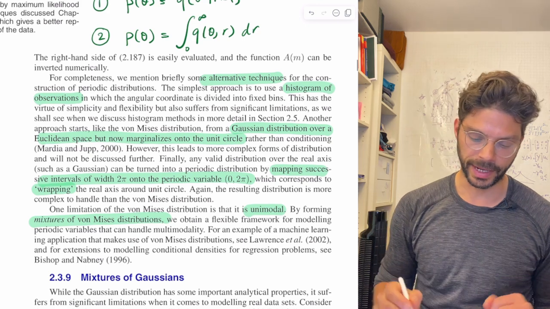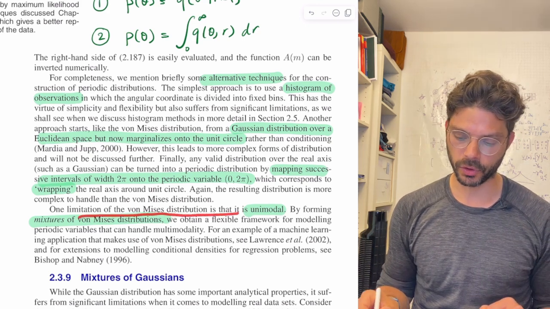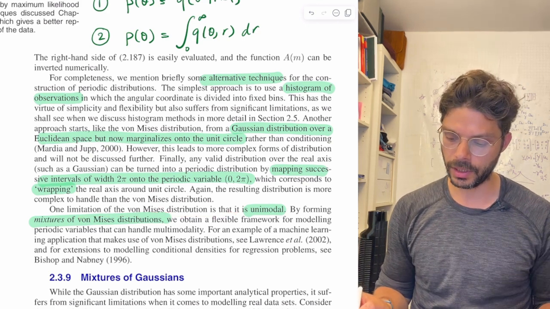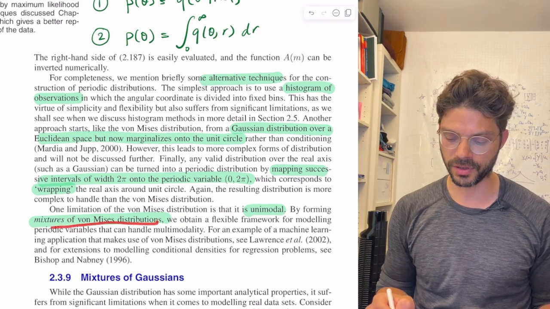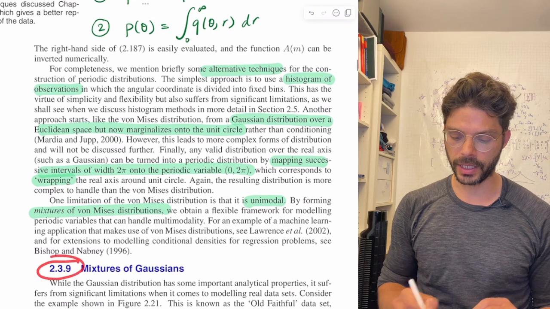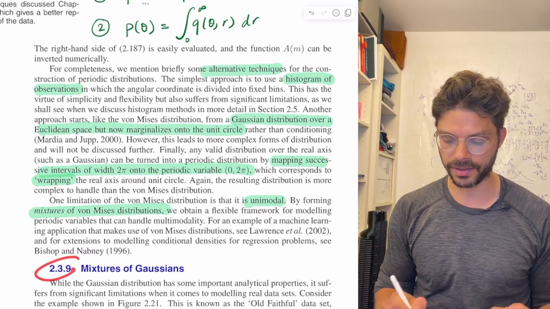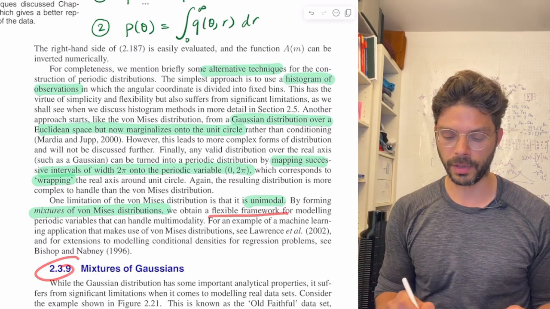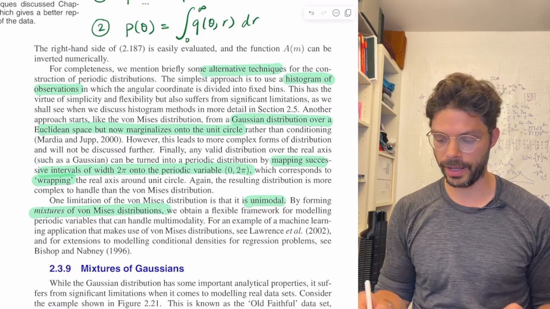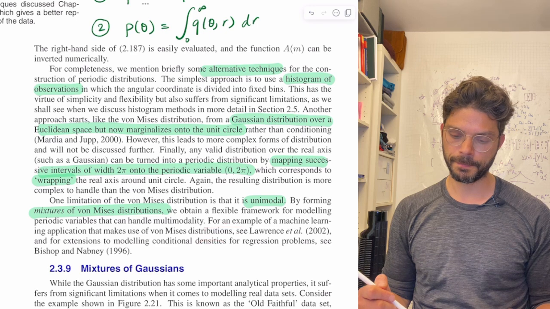One limitation of the von Mises distribution is that, just like the Gaussian, it's unimodal. But by forming mixtures of von Mises distributions, and we're going to talk about mixtures of Gaussians in the next section, we obtain a flexible framework for modeling periodic variables. And here are some examples of that.